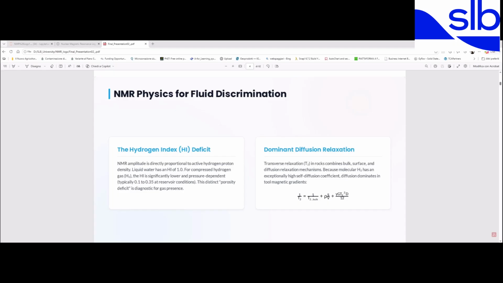one of the best motivations for applying nuclear magnetic logs, especially in highly fractured reservoirs like serpentinite reservoirs, is that this method is highly sensitive to diffusion of hydrogen, with this formula that links the T2 relaxation time of hydrogen molecules to the diffusion coefficient, the bulk density of rocks, and other parameters.